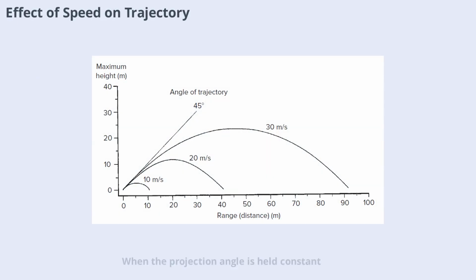When the projection angle is held constant, increasing the projection speed stretches the trajectory, making it longer and more pronounced. This effect is clearly seen in diagrams that compare different speeds at the same angle. Understanding this relationship helps athletes and coaches fine-tune their techniques for optimal results.